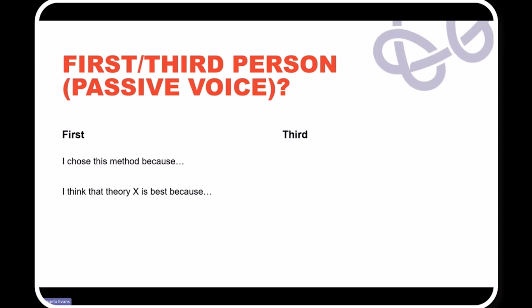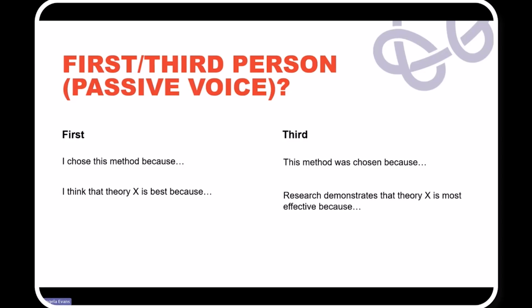So that's the first person, and we're going to change that into the third person, or what's known as passive voice. So it's the third person that should be used in the majority of essays. So you can see we've changed "I chose this method" into "this method was chosen because". And "I think that theory X is best" has been changed into "research demonstrates that theory X is most effective" because of the third person. So academic essays should be written in the third person, literature reviews, anything like that.